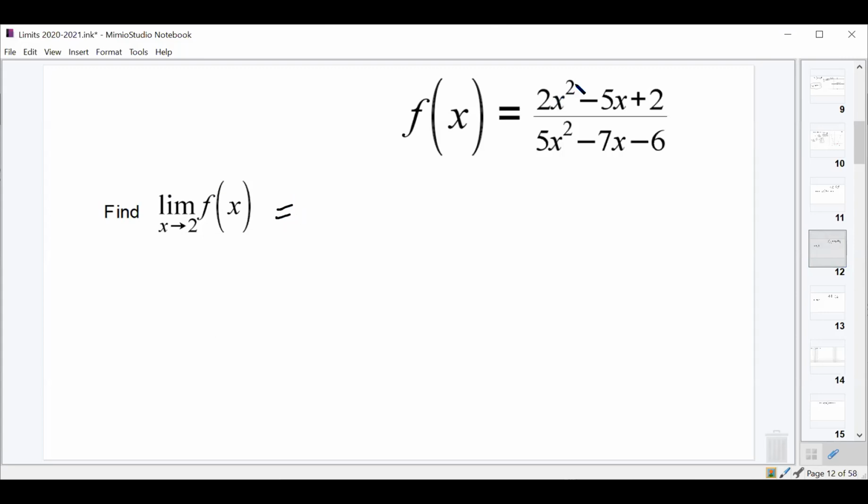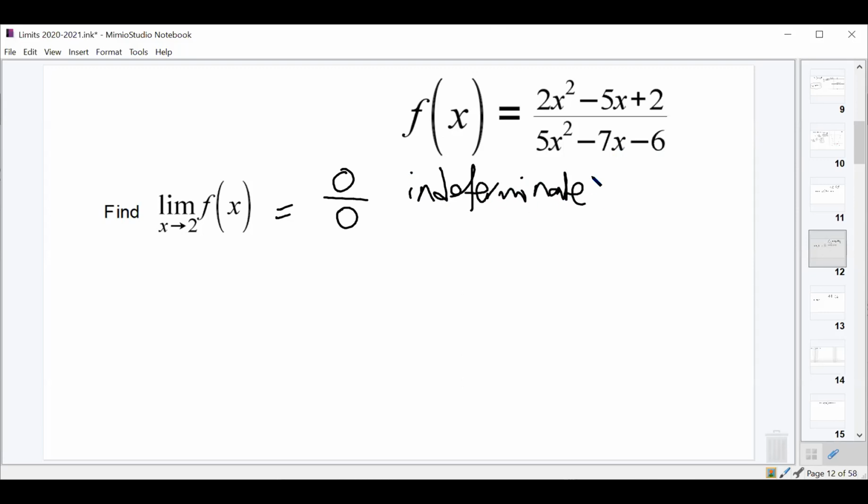What do I get in the numerator? 0 over 0, so it's indeterminate. We get 8 minus 10 plus 2, which is 0, and 20 minus 14 minus 6, which is 0. We get an indeterminate value, which is okay. It's not great.